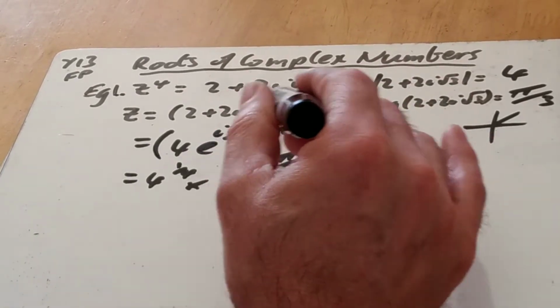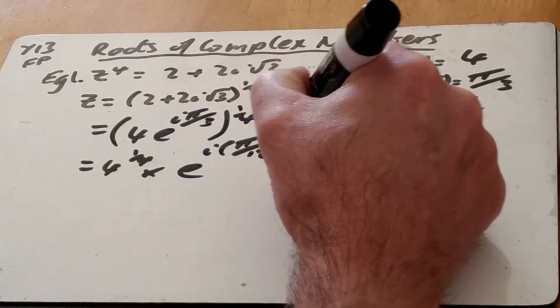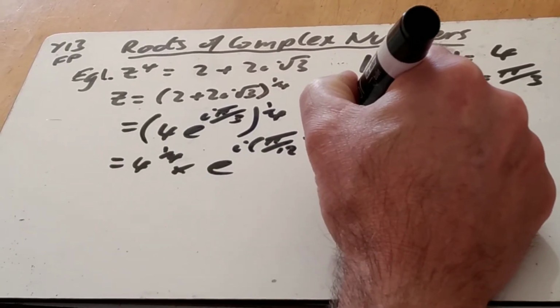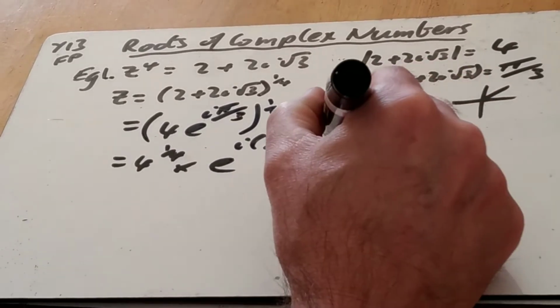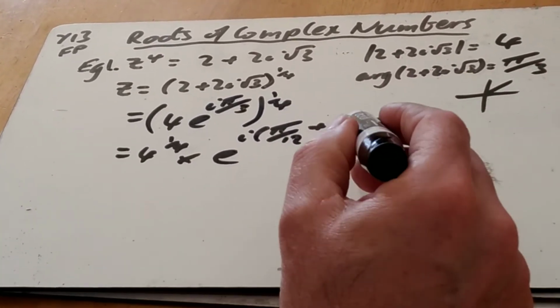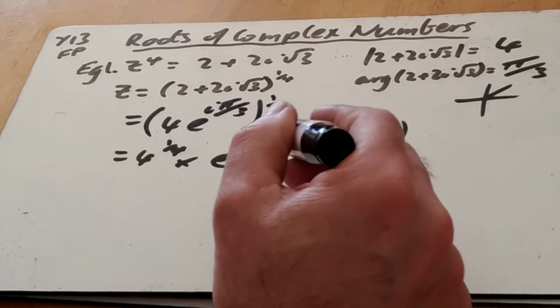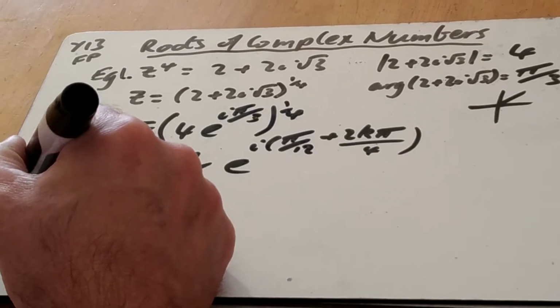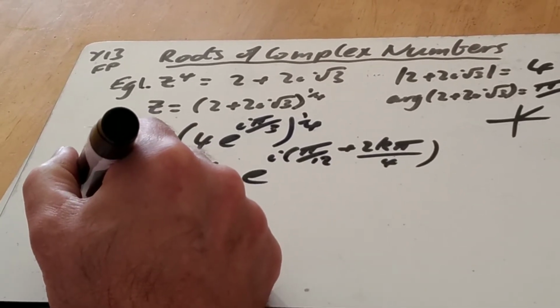So what I do with this, I take this pi over 3 that was there and add on a multiple of 2 pi, and then I can divide it by 4. So it's the divide by 4 because I'm finding the fourth root. And then basically sticking in nice positive or negative whole number values of k.